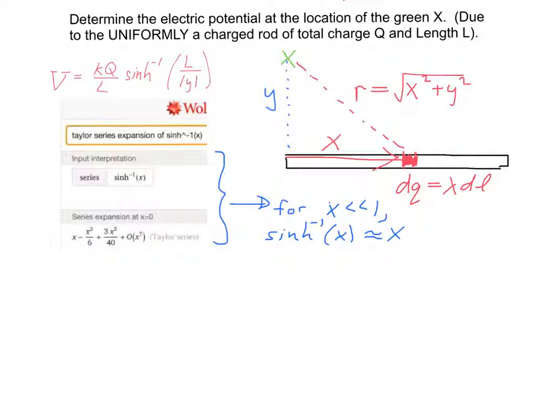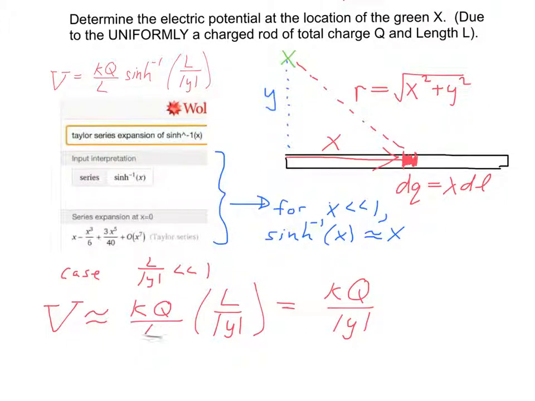Now, here, x is just the argument for this function. In our actual problem, instead of x, we have L over the absolute value of y. And this is just the limit we're interested in. This quantity will be much, much less than 1 when y is much, much greater than L. So let's plug this approximation into our formula here and see what we get.